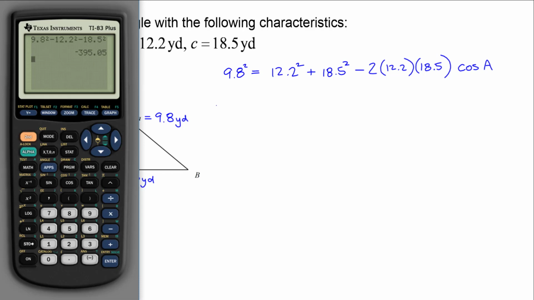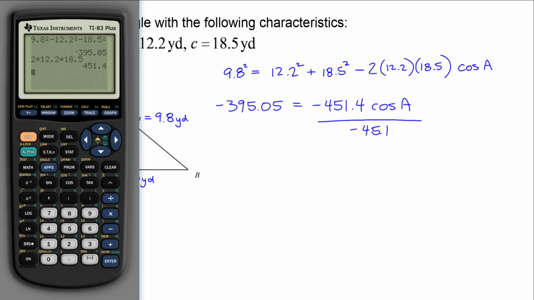So that gives me negative 395.05 equals, then I'm going to do 2 times 12.2 times 18.5. So that's 451.4, so negative 451.4 cosine alpha. And I'm solving for cosine of this angle measure, so I need to divide both sides by the negative 451.4.